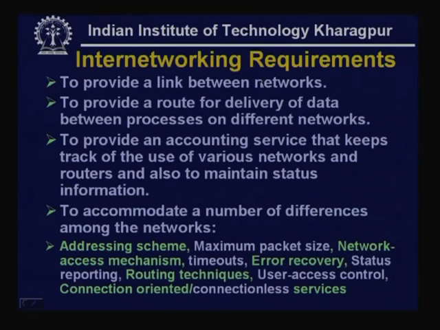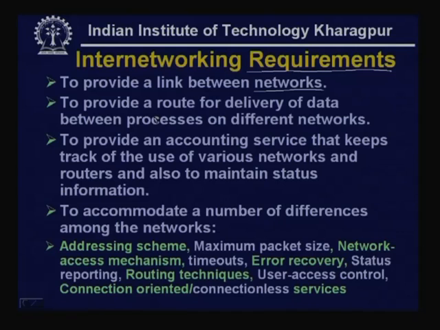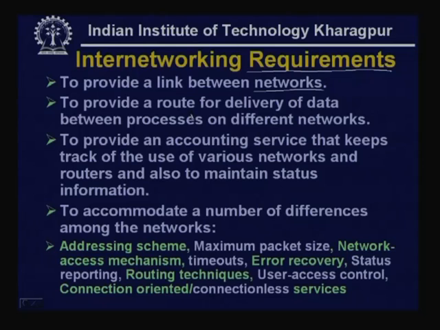So let us have a look at the various requirements for Internetworking. First objective, as I have stated, is to provide a link between networks. You have isolated networks, LANs, WANs, and you would like to link them together. Another is to provide a route for delivery of data between processes on different networks. That means processes running on different networks must be provided a route so that data from one network can be delivered in another network.